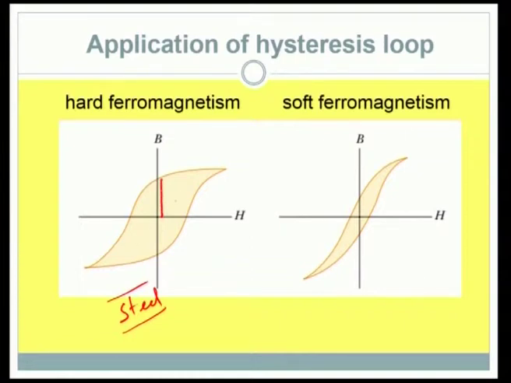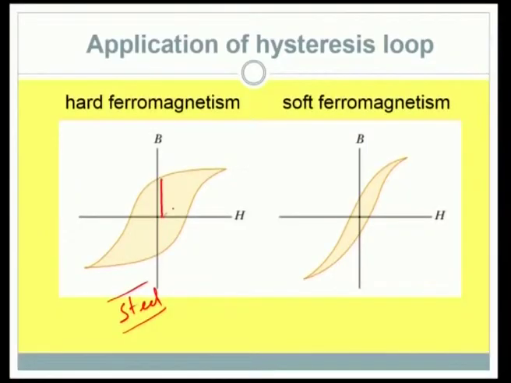Because the loss is very high, these materials should not be subjected to repeated magnetization cycles, because in each cycle it is going to lose energy. So, subject it to 1 or 2 magnetization cycles, and try to keep the magnetism in them because of the high retentivity value.